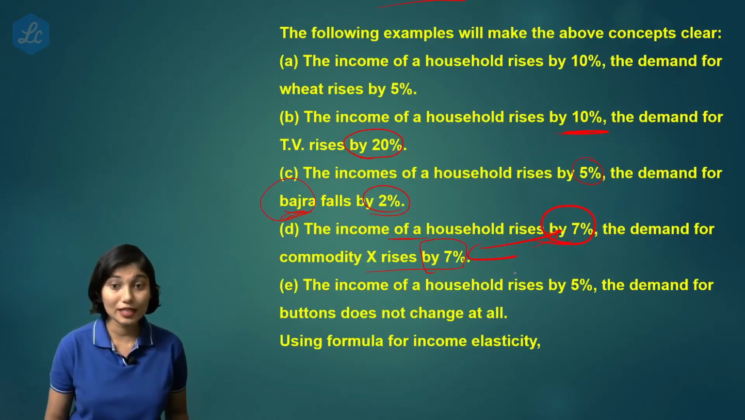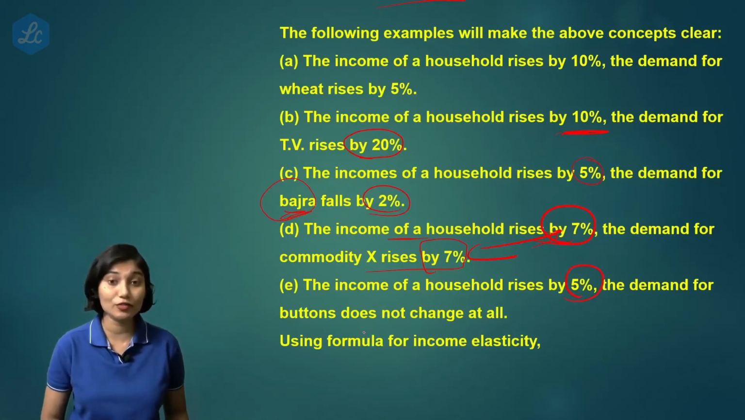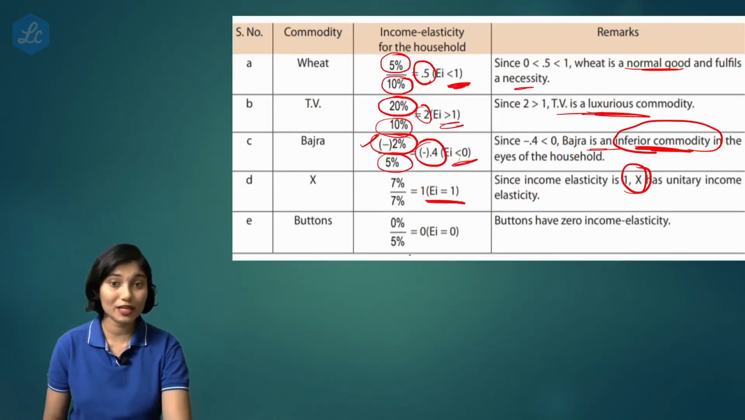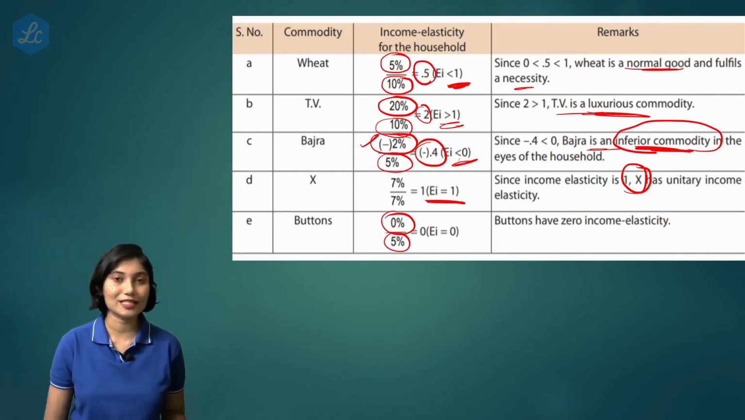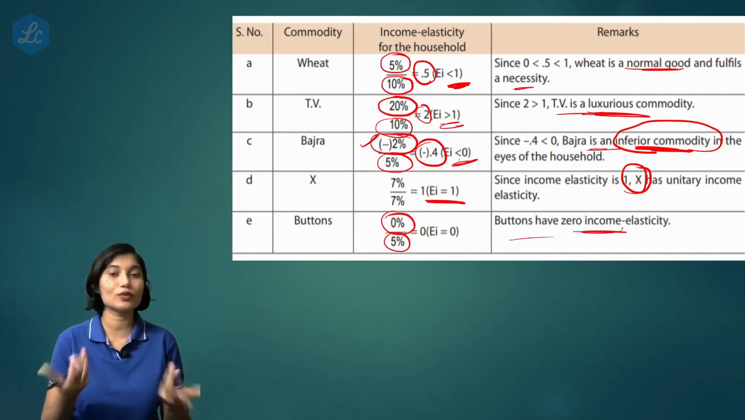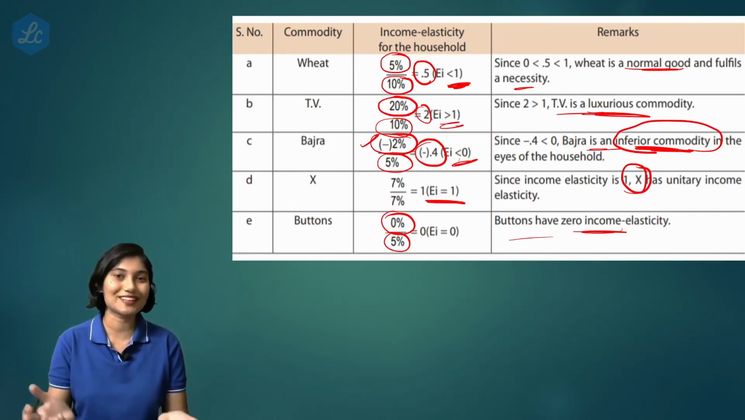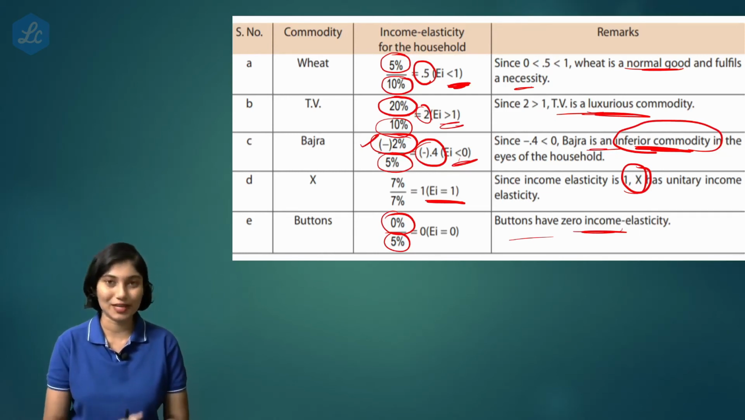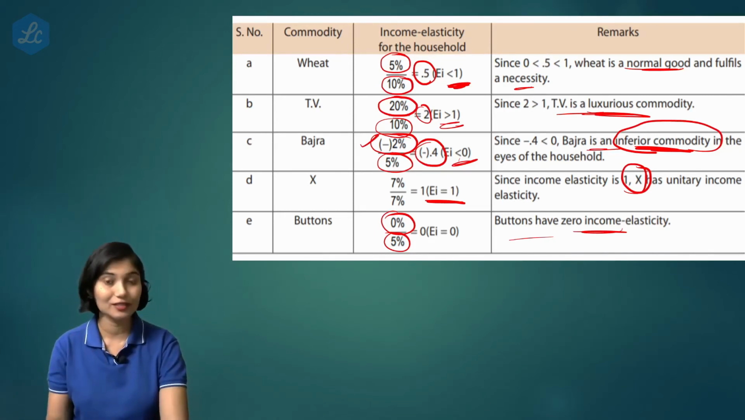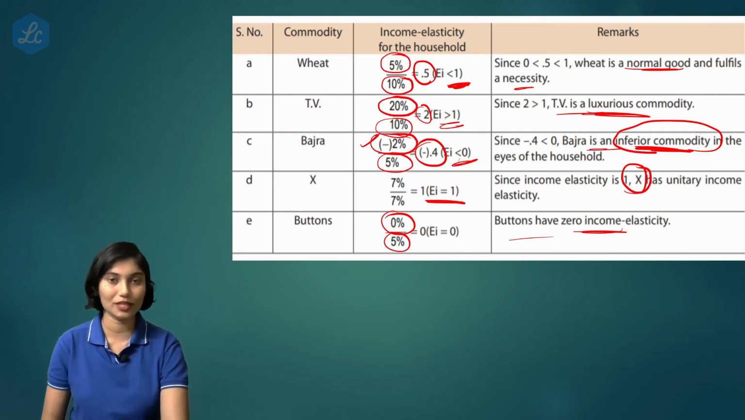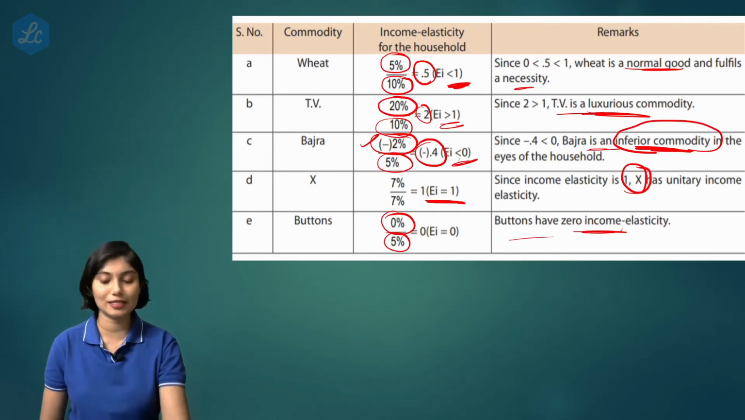Then the income of a household rises by 5%. The demand for buttons does not change at all. So what's happening? Your change in demand is 0, whereas your change in income is 5. 0 by 5, the income elasticity is 0. So buttons have 0 income elasticity, you may say. It's just an example. You can't generalize saying buttons have 0 income elasticity. This is just an example that they've given you. So if the quantity demanded doesn't change at all, then the elasticity is equal to 0. Then that particular product, whichever product it is, has 0 income elasticity.